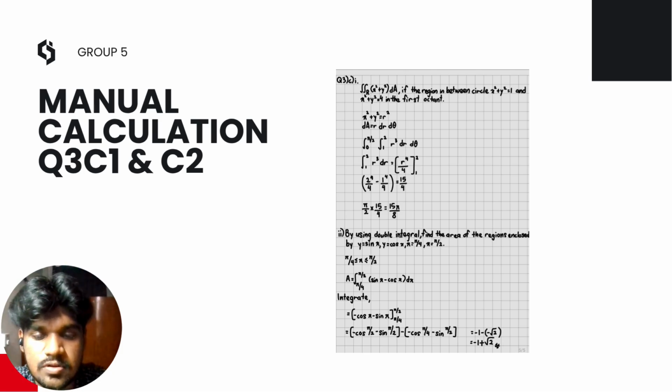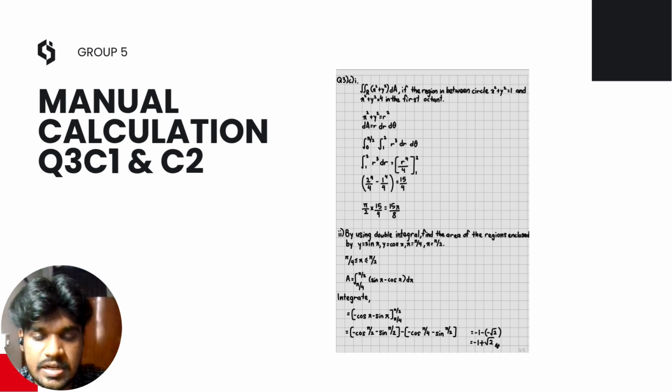So finally, for the C2, we find the area enclosed between y equals sin x and y equals cos x from x equals pi over 4 to x equals pi over 2. In this interval, sin x is above cos x. As you can see, this is the manual calculation for the C2 and how to solve it.